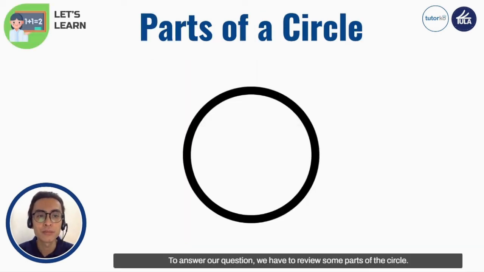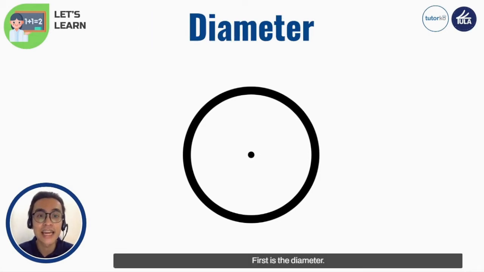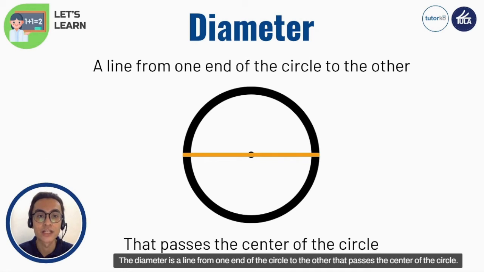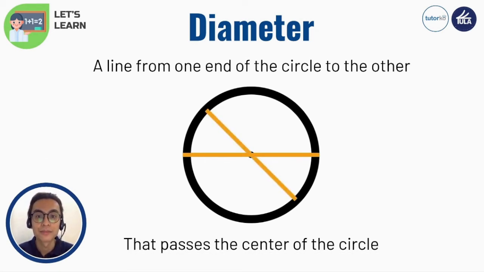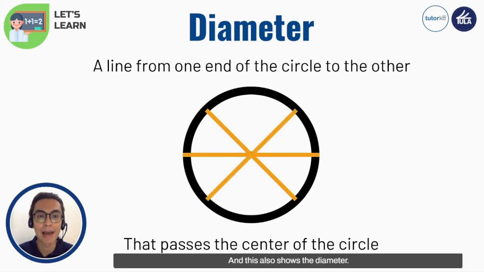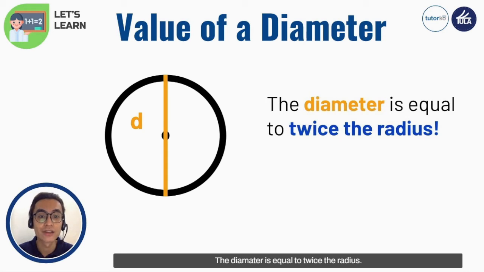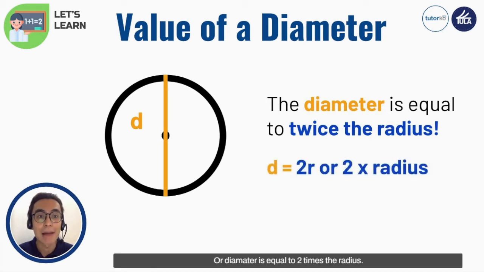To answer our question, we have to review some parts of the circle. First is the diameter. The diameter is a line from one end of the circle to the other that passes the center of the circle. For example, this shows the diameter and this also shows the diameter. If we measure these three lines, they would be equal in length. The diameter is equal to twice the radius, or diameter is equal to 2 times the radius.